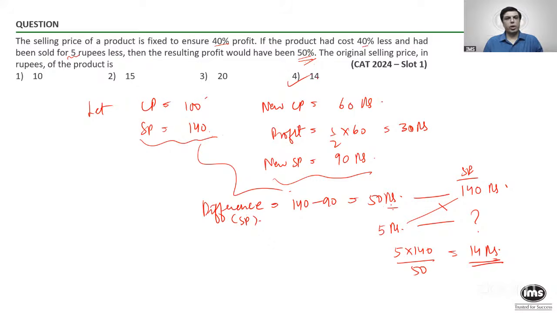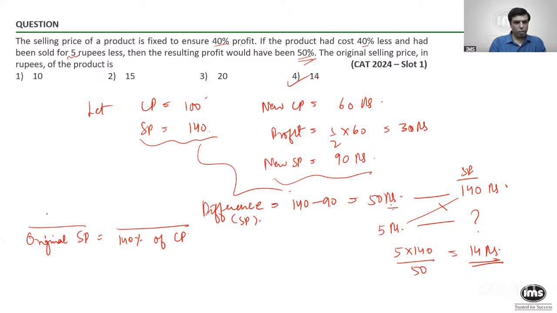Now, as I told you earlier, this is not the only method. We can do one more thing here. If I know ratios well, there's something more that I can do. Selling price of a product is fixed to ensure 40% profit of the cost price. Which means if I talk about the original selling price, it is 140% of cost price.